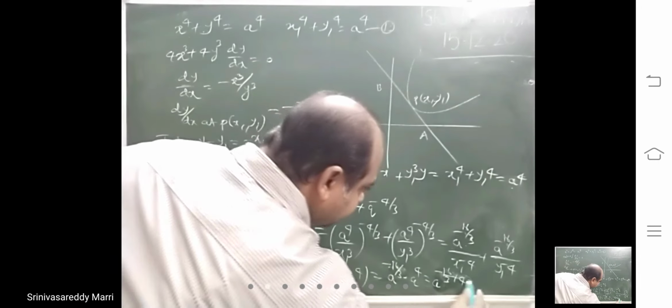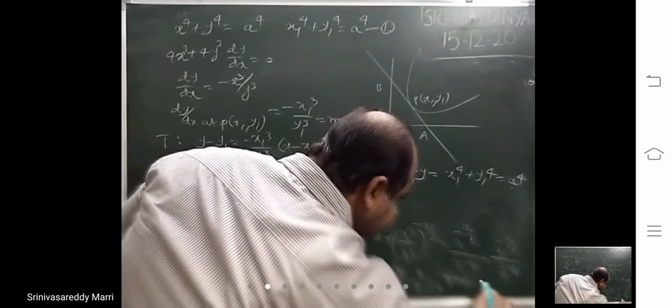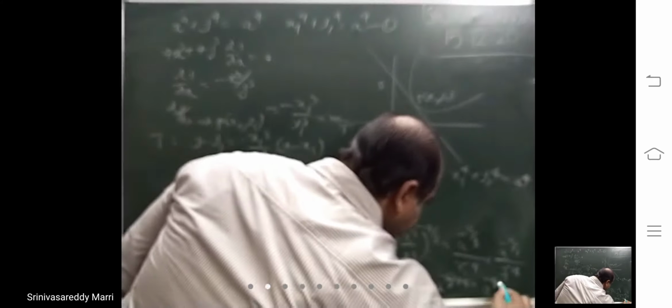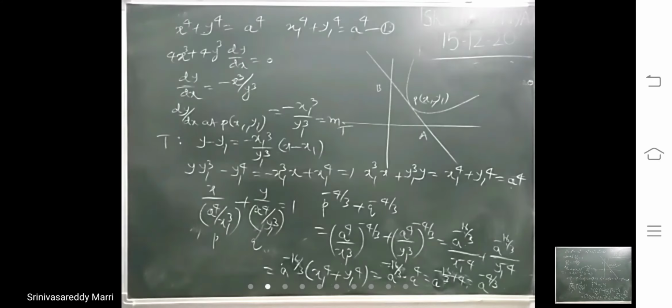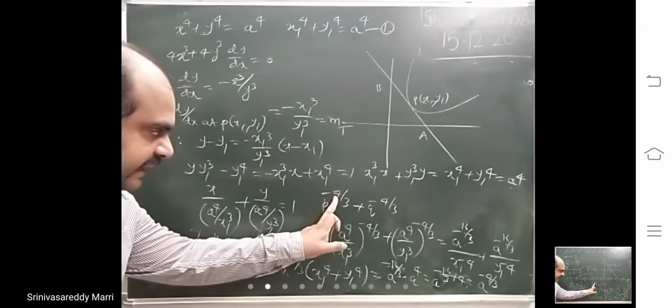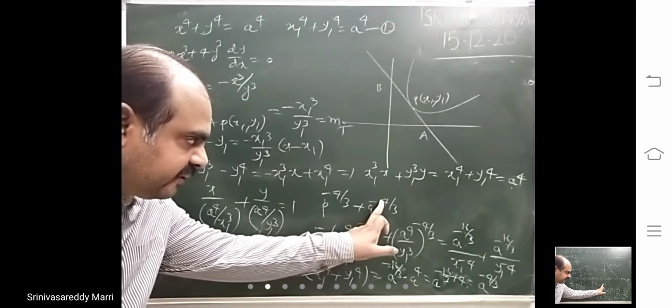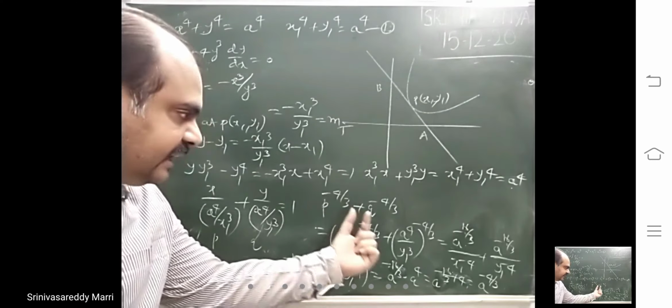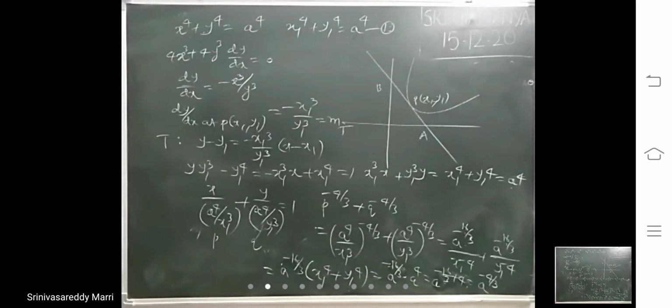Plus 4. This. So therefore, you will get a power minus 16 plus 12 minus 4 by 3. That is the answer. A power minus 4 by 3. P power minus 4 by 3 plus Q to the power minus 4 by 3. Same thing you will get. A power minus 4 by 3.